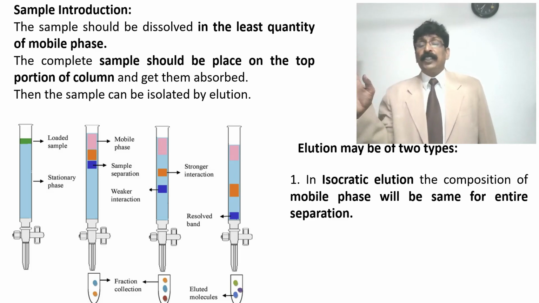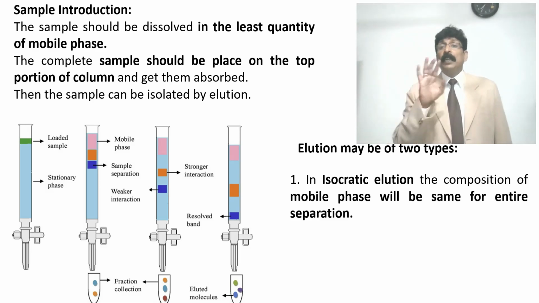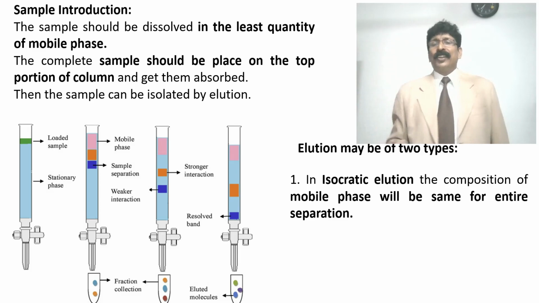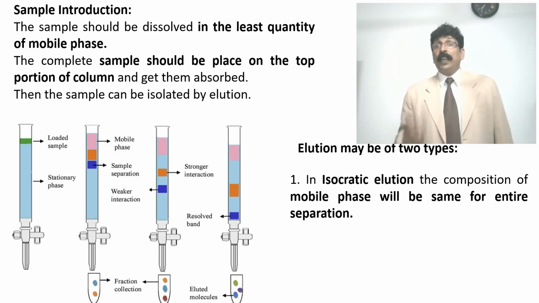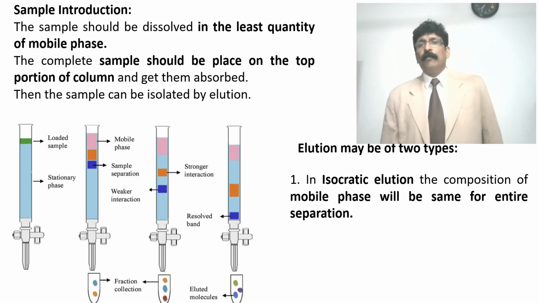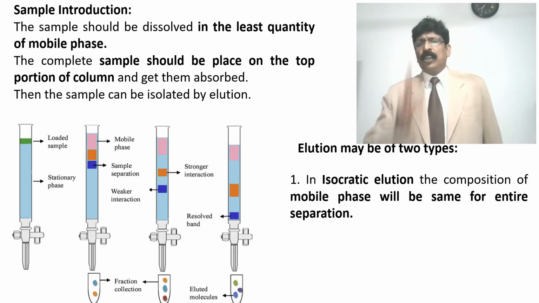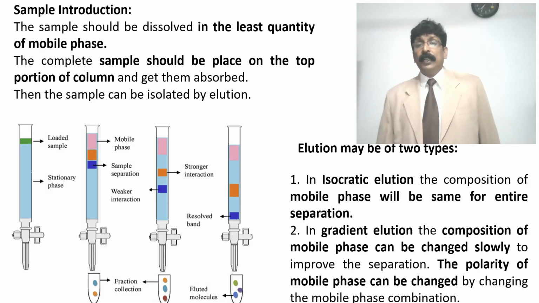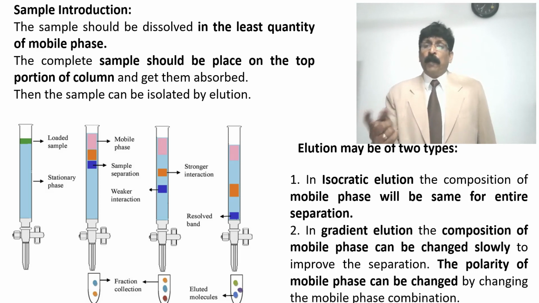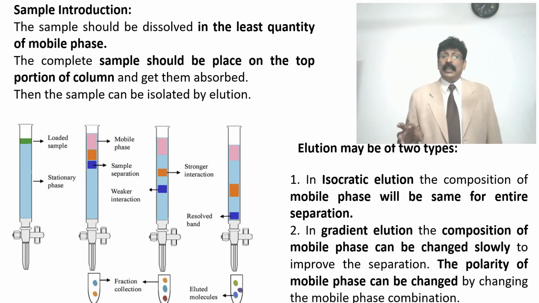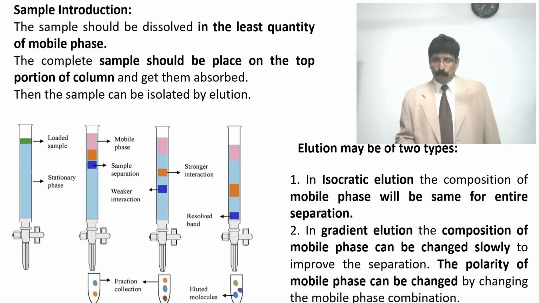Even HPLC also has a column, but it is very sophisticated, a high performance column chromatography in which minute molecules are separated. So if you are using a single solvent for the entire system, it is called isocratic elution. Gradient elution, which we talked about, is increasing the polarity, where the composition of the mobile phase is changed slowly to improve the separation. The polarity of the mobile phase can be changed by changing the mobile phase combination, as I told.